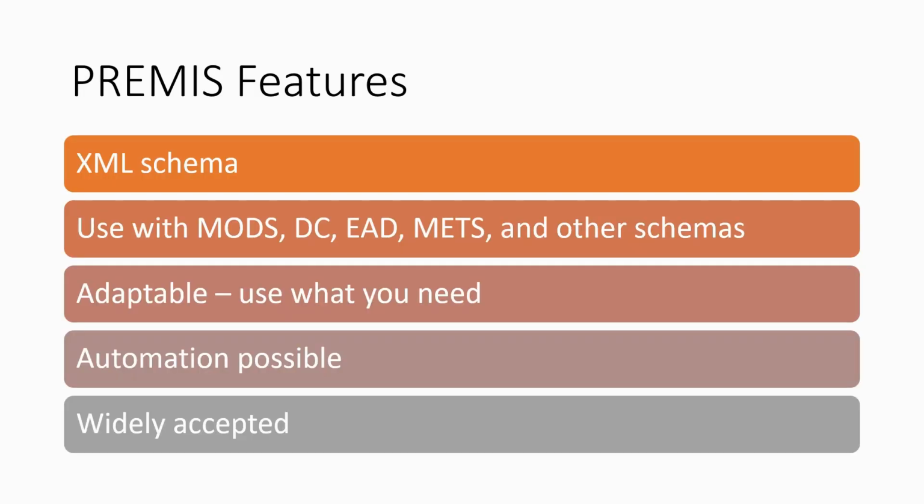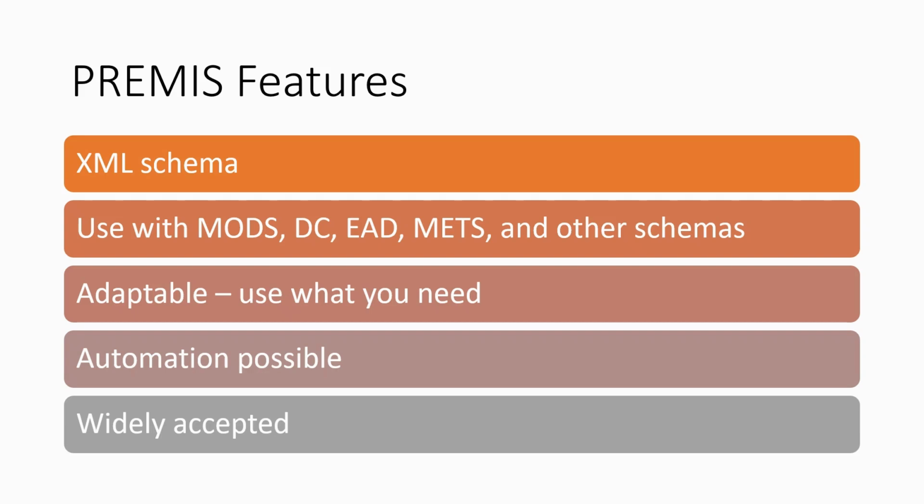Let's talk about some of PREMIS's features, strengths, and weaknesses. PREMIS is an XML schema, though PREMIS OWL allows it to be encoded in RDF. You could also record PREMIS metadata in CSV files or encode it as JSON if you needed to. It can join other standards such as MODS, METS, Dublin Core, EAD, etc. to cover metadata needs outside of its scope.